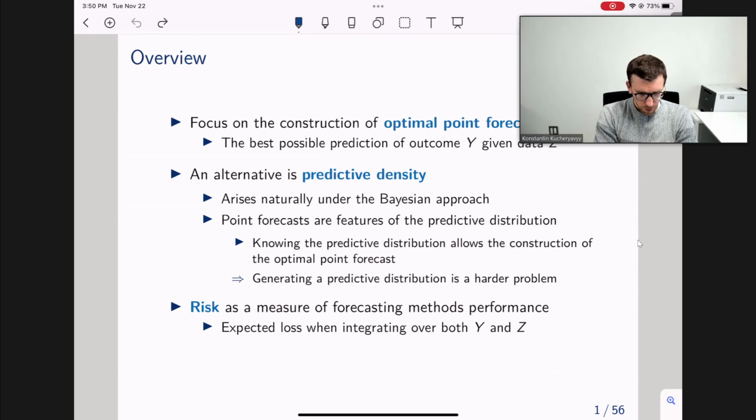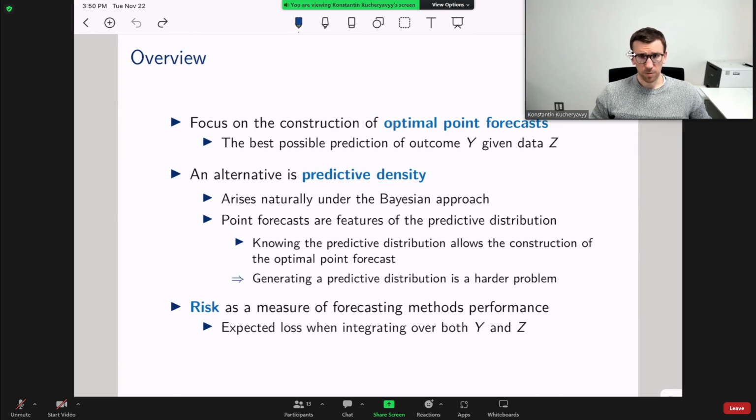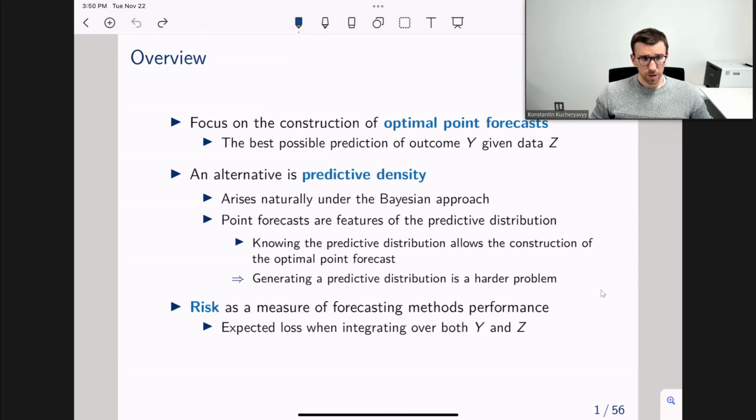And of course, a point forecast is just some feature of the predictive distribution. If we know the whole distribution of y's, then of course we can use it to construct a point forecast. So in that sense, generating a predictive distribution is a harder problem. And the most important concept here would be the concept of risk, which we are going to introduce very quickly, like on slides 3 or 4, and everything evolves around risk.